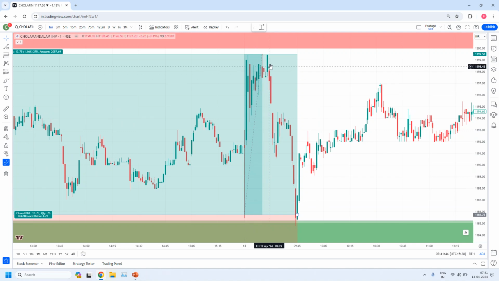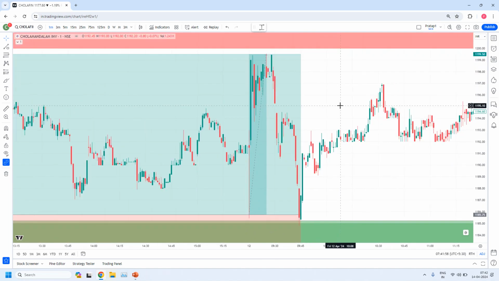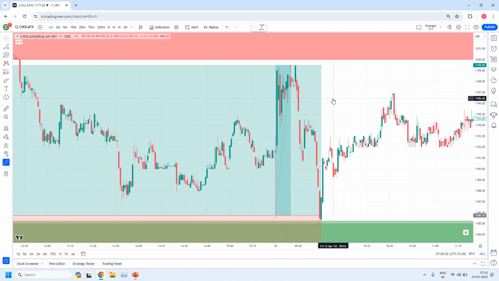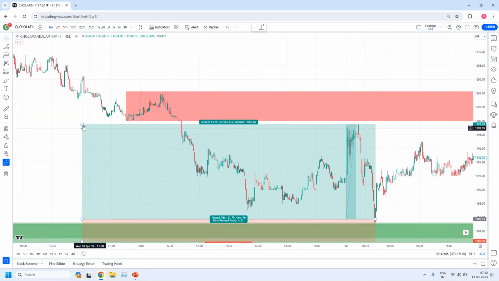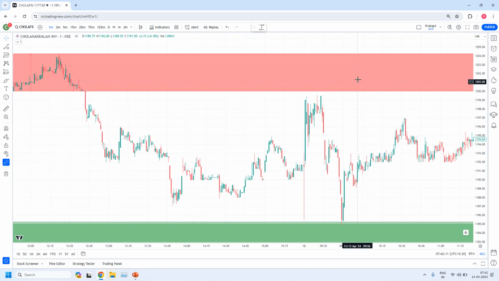But see, after that, it reached the target. A little above, because generally we exit a little before reaching this zone. That way you got the target. Or you can follow a trailing stop also. Generally people use the trailing stop also. That way also they get profit. Let me delete this and show you that.